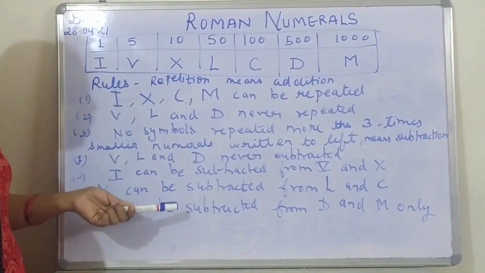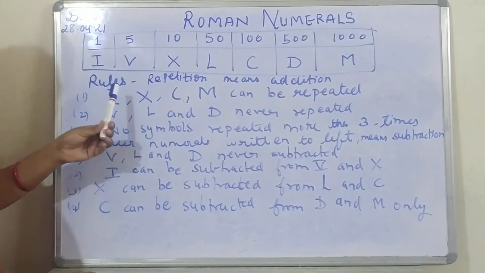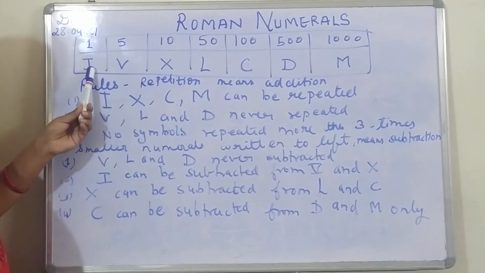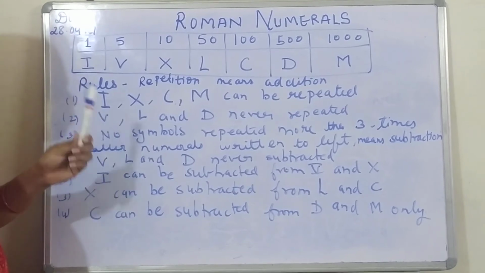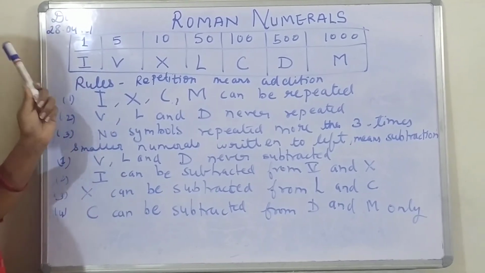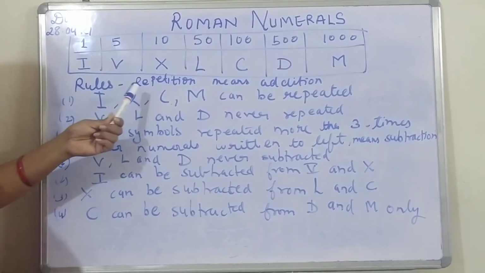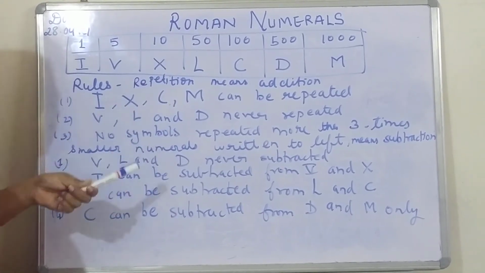According to the rules, you have to write the Roman numeral. The repetition means addition. If you write I 2 times, it means 1 plus 1, 2. If you write on the right side, you can add the numbers. That means repetition means addition.